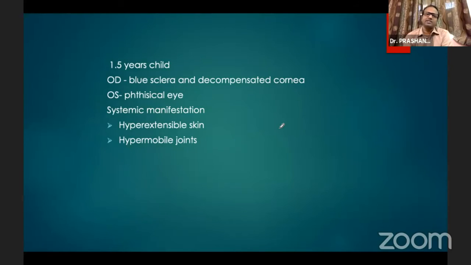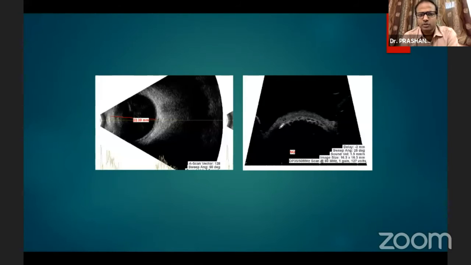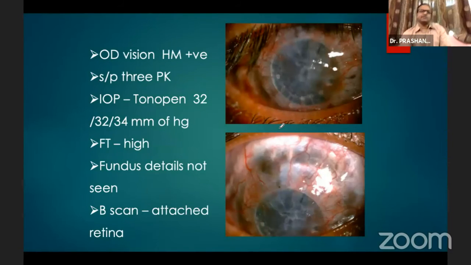Now, this is another example, which is a rare case. This is a 1.5-year-old child who had blue sclera and decompensated cornea. The other eye was thisical. He had hyperextensible joints and skin. B scan was normal. So this was a case of Ehlers-Danlos syndrome. You can see the vision was hand movement positive in this eye. The other eye is lost because of its thisical eye.